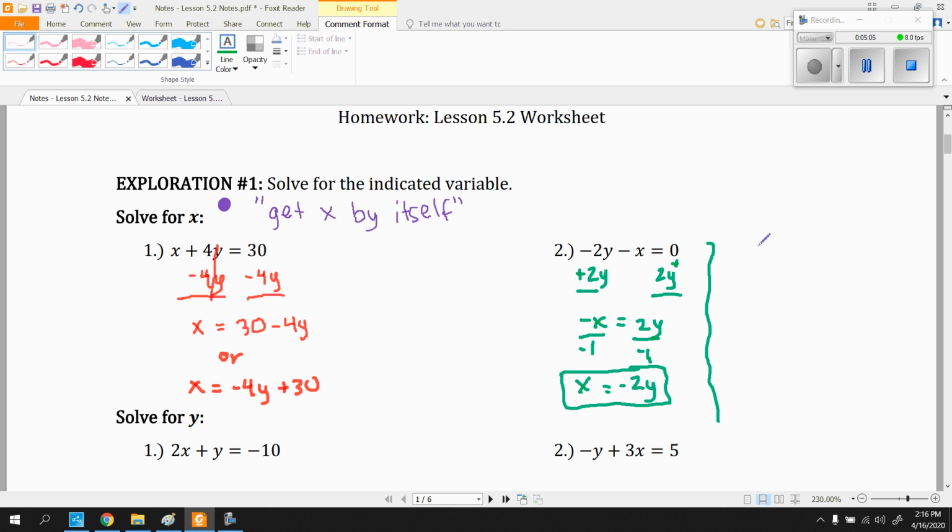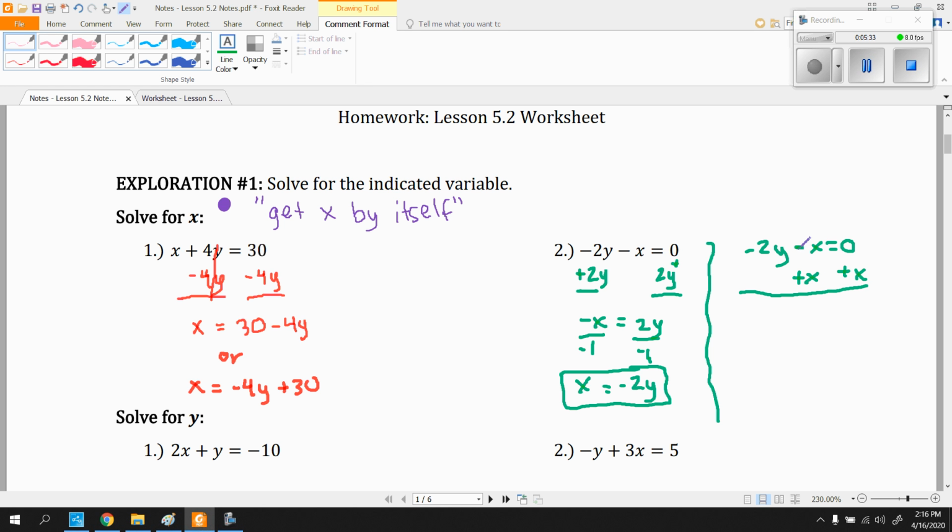The alternative here, I'm just going to rewrite the original problem. Negative 2y minus x equals 0. Instead of moving this and then getting rid of this minus like we did the first time, some of us see this as just minus x. What if I just brought this x to the other side of the equation? It's actually going to end up being one less move we have to make.